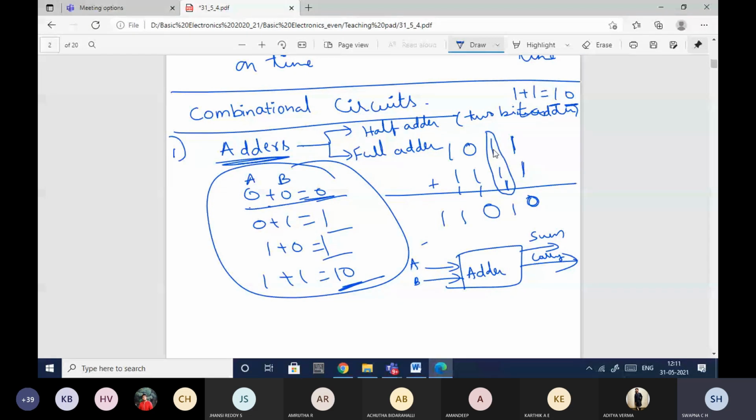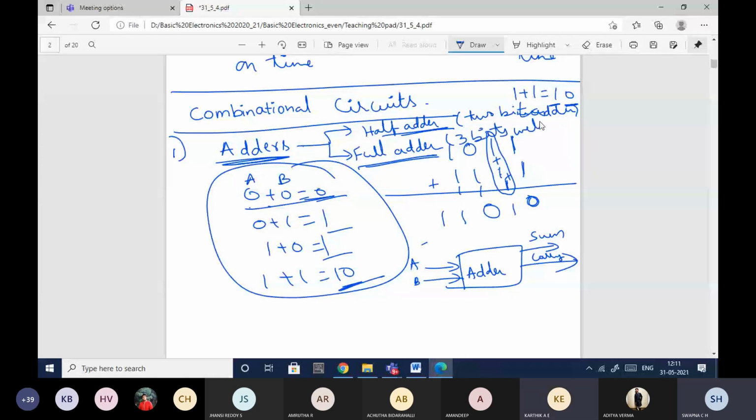Okay, so whenever I want to add 3 bits, I'll not be able to use a half adder because a half adder will just add only 2 bits. So that is the reason we'll go with the full adder, where 3 bits will be added together. Is this clear? Is this clear?